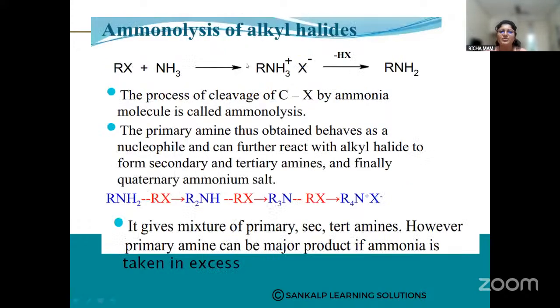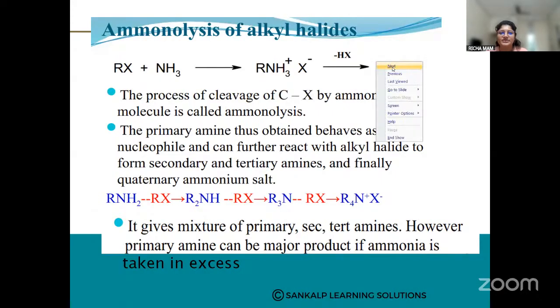Then we discussed the ammonolysis of alkyl halides. What we are doing is breaking the C-X bond by the ammonia molecule. At each step we are adding a hydrogen halide, so you are going to get a mixture of primary, secondary, and tertiary amines. So here we have done the ammonolysis.